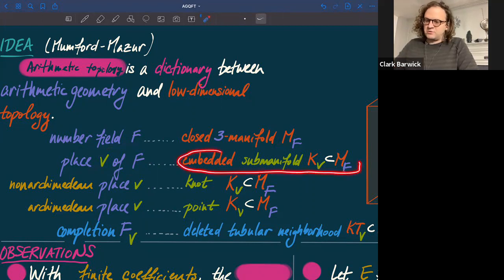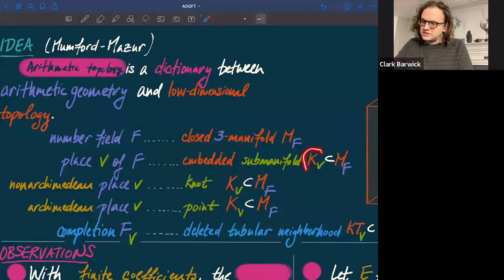an embedded submanifold. This is part of this same yoga. I'm going to denote this KV, and the reason I've chosen KV here is because in the particular case where the place is non-Archimedean, the corresponding thing is a knot sitting inside my three-manifold. So that's what happens at a non-Archimedean place. At an Archimedean place, the corresponding thing is simply a point, and that's just a point that's part of your closed three-manifold.